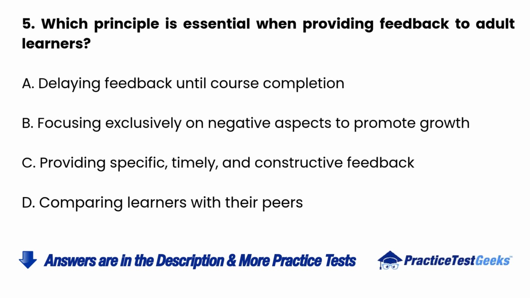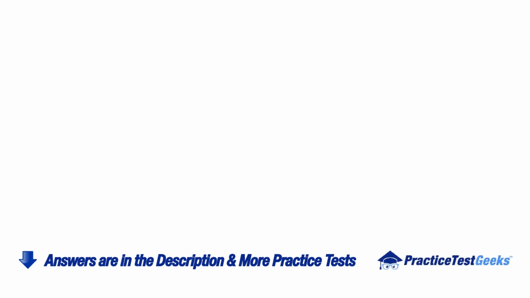5. Which principle is essential when providing feedback to adult learners? A. Delaying feedback until course completion. B. Focusing exclusively on negative aspects to promote growth. C. Providing specific, timely, and constructive feedback. D. Comparing learners with their peers.